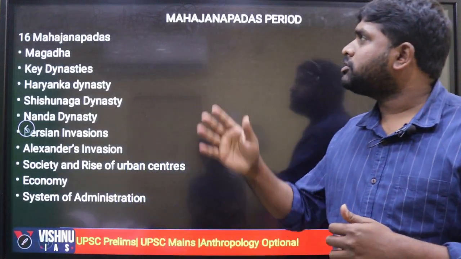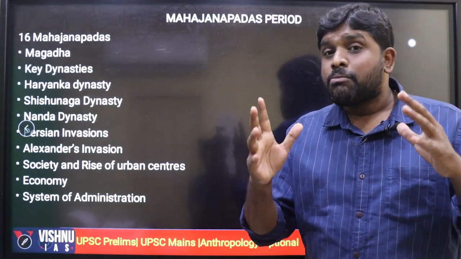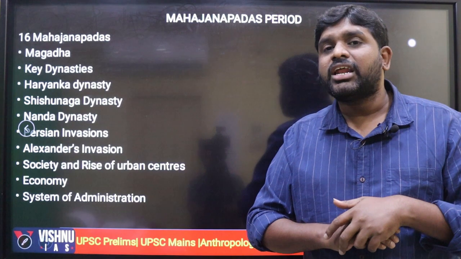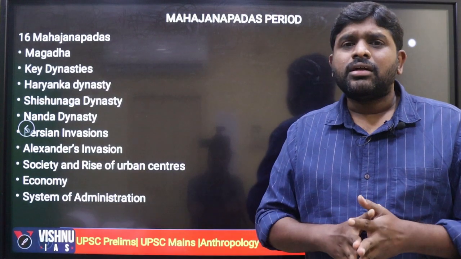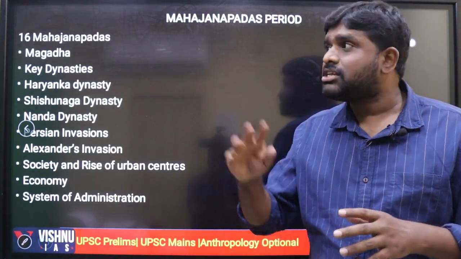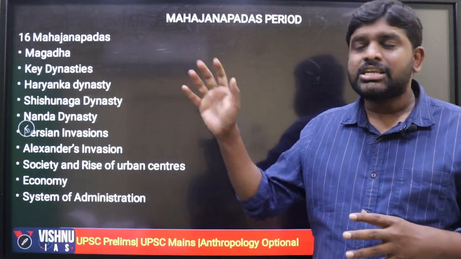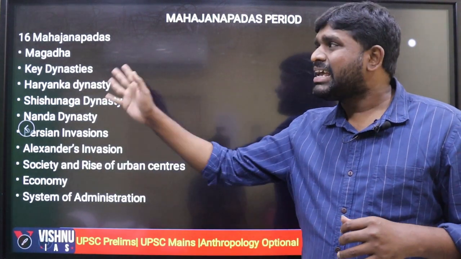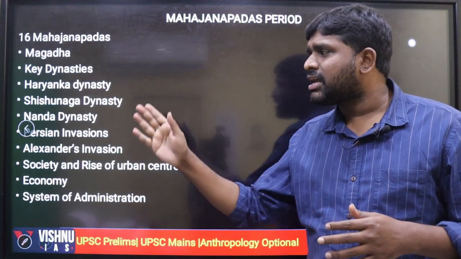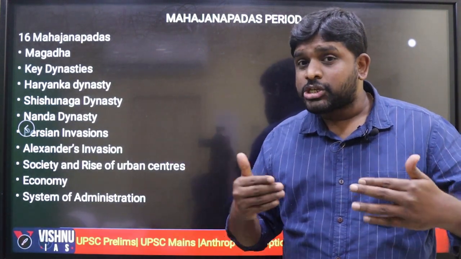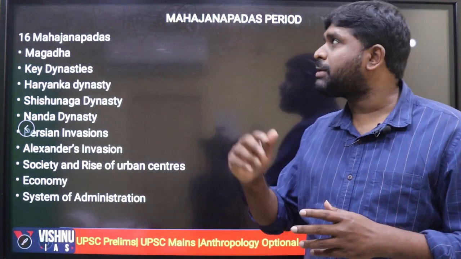Coming to the next topic, which is the Mahajanapadas period, where there are 16 Mahajanapadas, republics and monarchs. In the regions of Bihar, Uttar Pradesh and West Bengal, we can see these Mahajanapadas, the monarchies, which are also called republics. Magadha is one among the 16 Mahajanapadas. Key dynasties: Haryanka dynasty, Shishunaga dynasty, Nanda dynasty, Persian invasions, how the invasions happened, and Alexander's invasion we also have to cover under this particular Mahajanapadas.